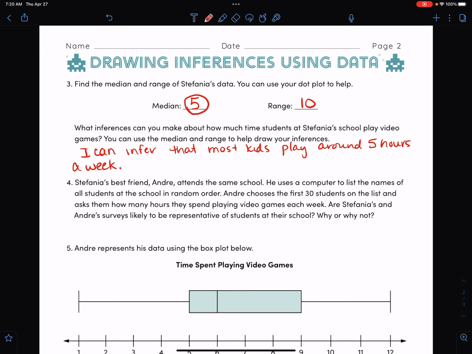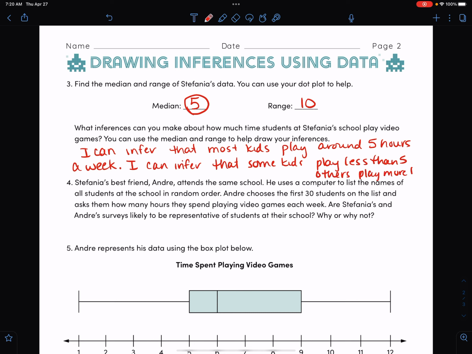What else can you infer? I can infer that some kids play less than 5. Others play more than 5.